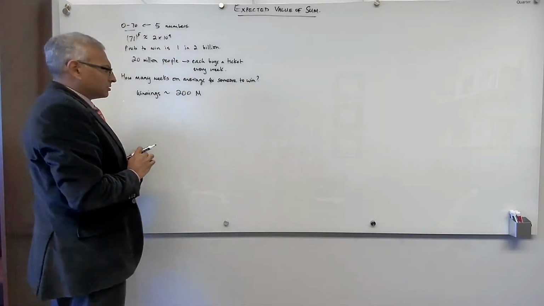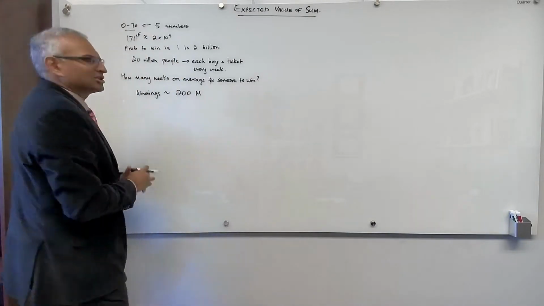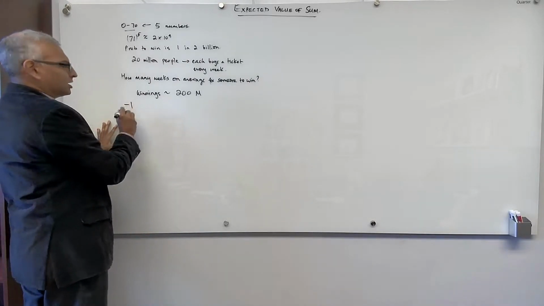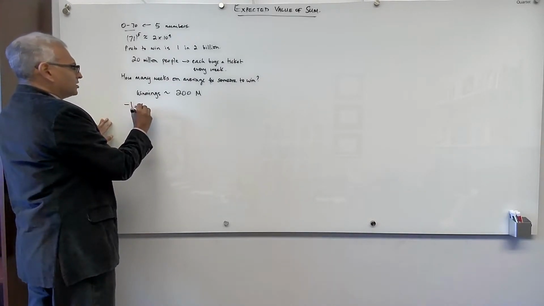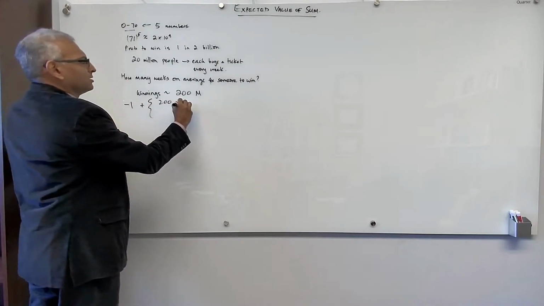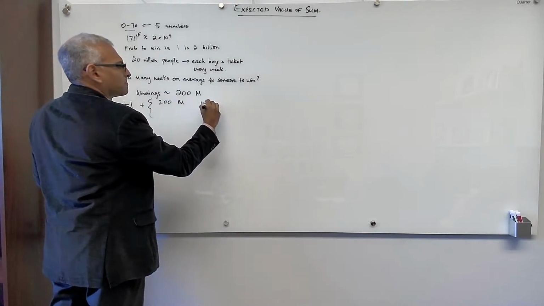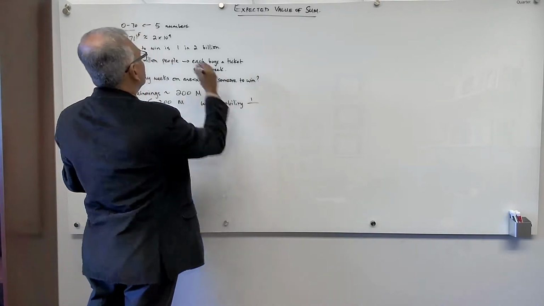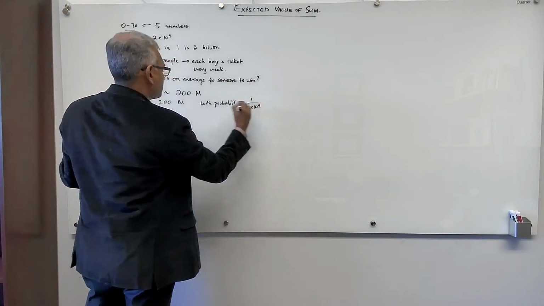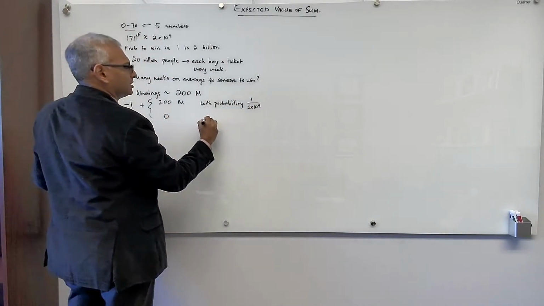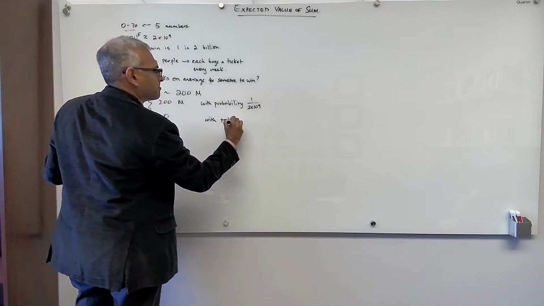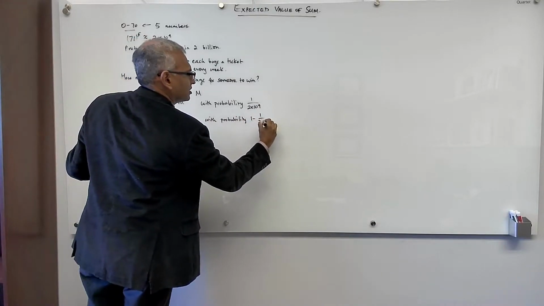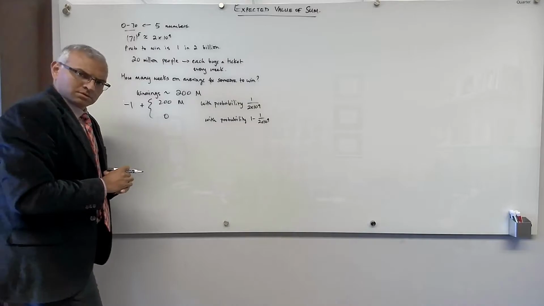So what are your expected winnings? What's your expected gain from playing the lottery? Well, you buy a lottery ticket, you spend $1, and then you win 200 million with probability 1 in 2 billion, and you win 0 with probability 1 minus 1 in 2 times 10 to the 9. So 1 minus 1 in 2 billion.